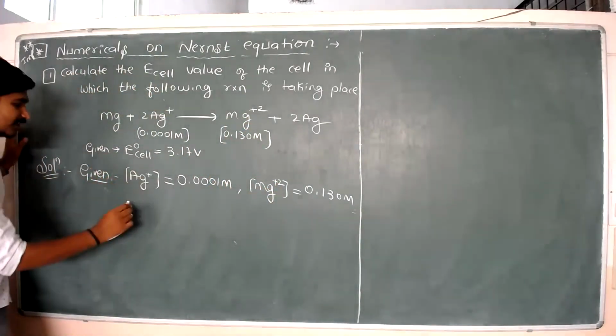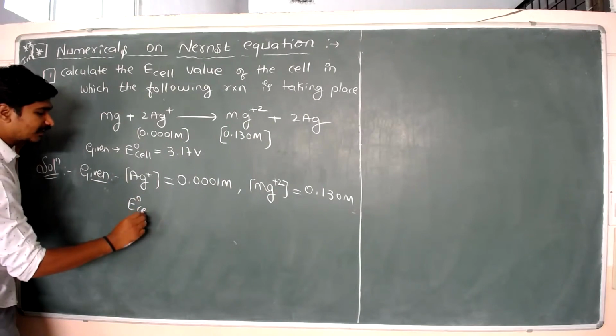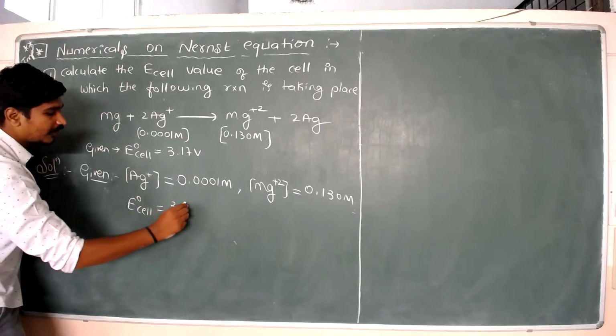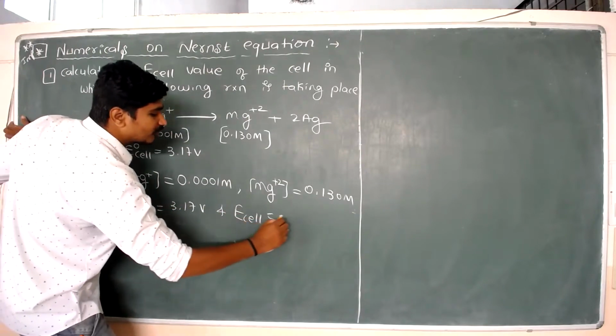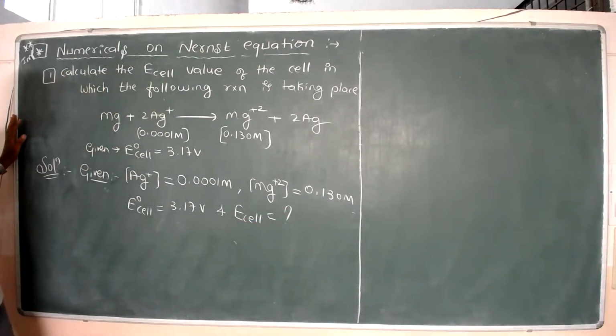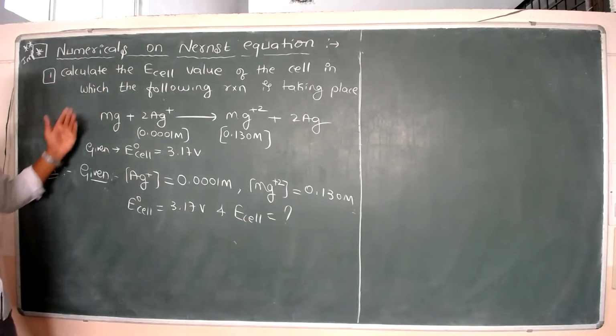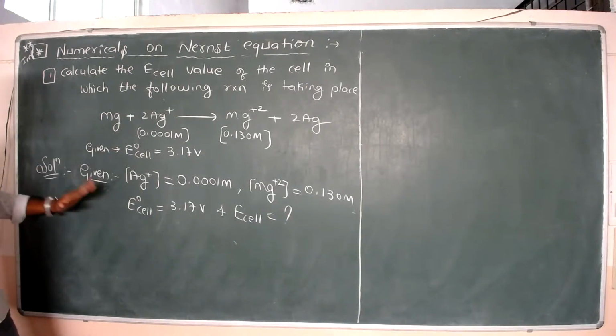Next, E naught cell value is also given. And E naught cell value is equal to how much? 3.17 volt. And he is asking E cell is equal to how much? This one is the question. Which formula you have to use? The second one. Already you know that is the formula. In that second one you have to use.